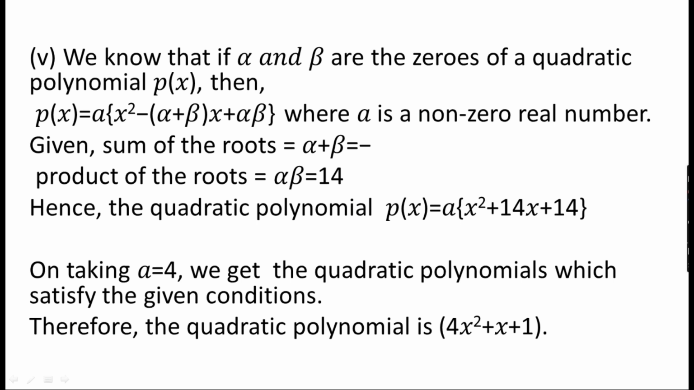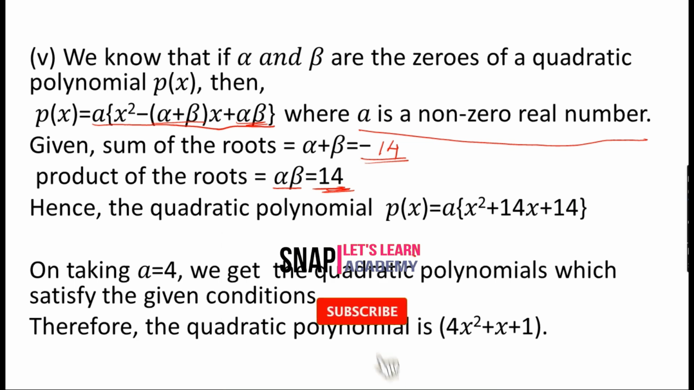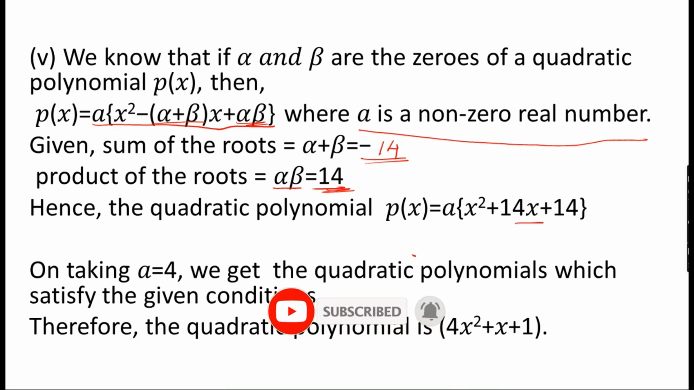We know that alpha and beta are the zeros of the quadratic polynomial. Here the general equation of the quadratic polynomial is p of x equals a x square minus (alpha plus beta) x plus alpha beta, where a is some non-zero real number. Now the sum of the roots, alpha plus beta, is minus 1 by 4, and the value of alpha beta is 1 by 4. On putting these values, we get our polynomial as a x square plus (1 by 4) x plus 1 by 4, where on taking a as 4, we get the quadratic polynomial satisfying the given condition as 4x square plus x plus 1.